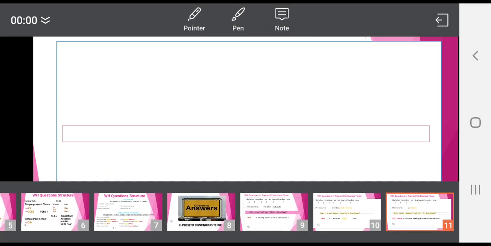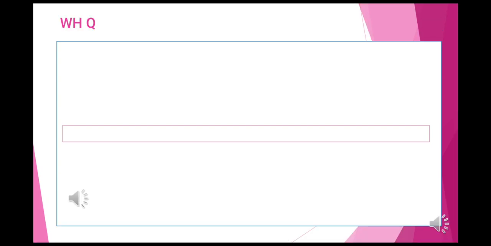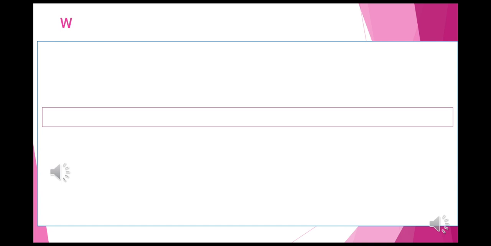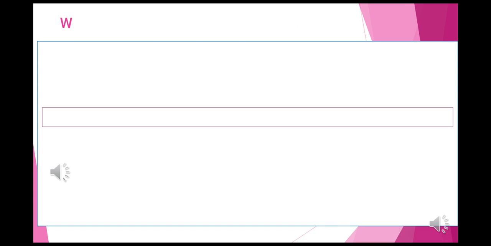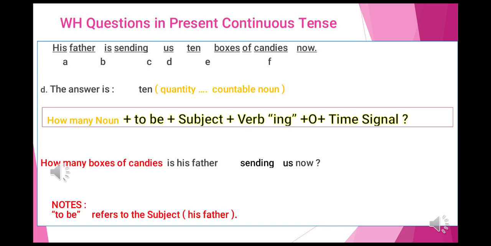So we have learned about who, about what, and whom. Now we want to know how many, or the quantity of the noun. So we use how many. How many is used for countable nouns. So if the answer is 10, the quantity of noun, countable, we use how many and also the noun.